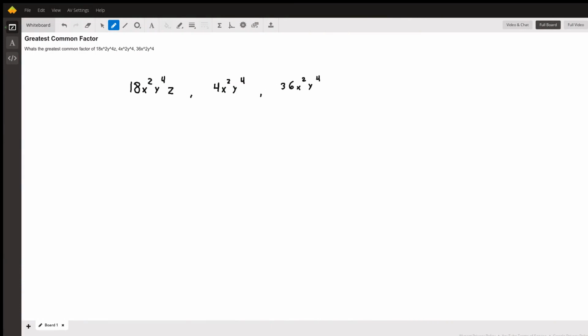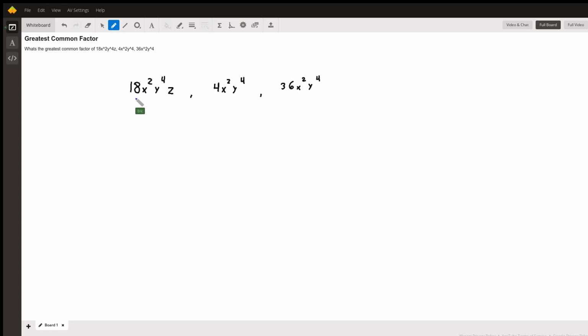Alright, in this problem we're asked to find the greatest common factor for the given monomials. So, in order to find the greatest common factor, we're going to first find the greatest common factor between the numbers 18, 4, and 36. Now there are a couple different ways we can approach this. I think the easiest way would be to set up a factor tree. So I'm going to do that right now.